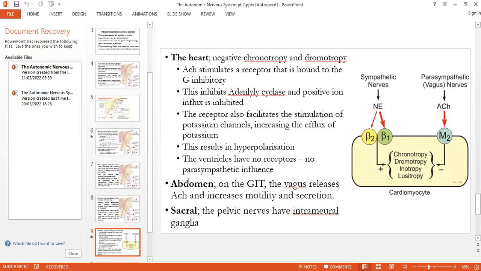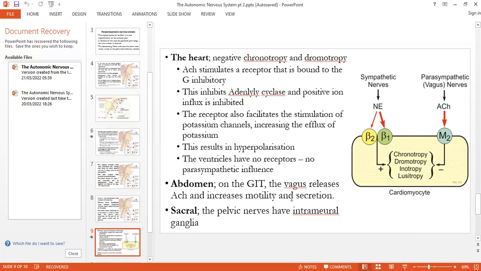In the abdomen, on the GIT, the vagus releases ACh and increases motility and secretion. This whole PowerPoint is just talking about how the nerves connect to each other from the brain stem or the spinal cord, and supply the peripheral organs or other organs found around them, and make them have either sympathetic or parasympathetic control. That's what they're talking about.